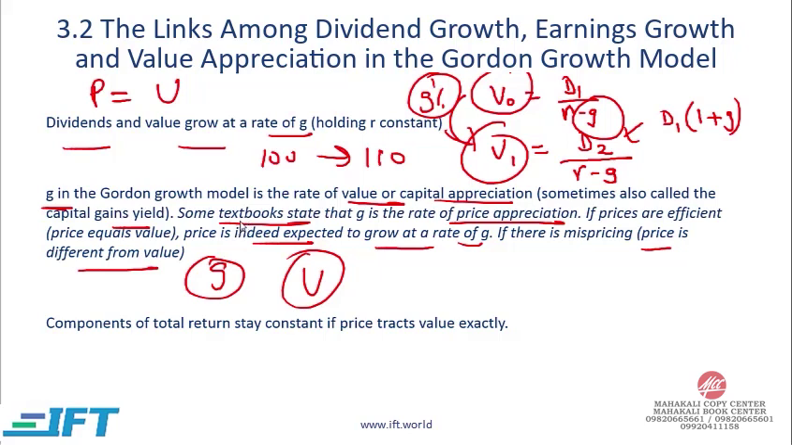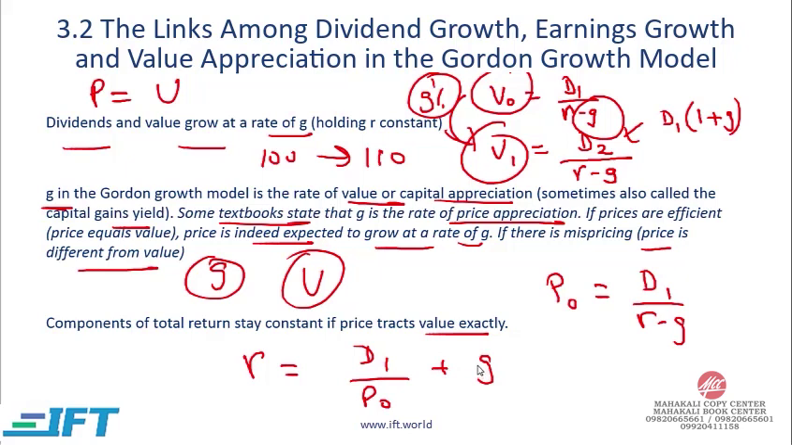And for most of our practical examples, G then will also translate into the rate at which dividends are increasing. The components of total return stay constant if price tracks value exactly. Now, what is your return if you have this particular model? Let's say that we have an efficient market, then your price at time 0 is D1 over R minus G. And if you use some basic algebra, then what is R equal to? R is equal to D1 over P naught plus G. So this is saying that these are your two components of return.